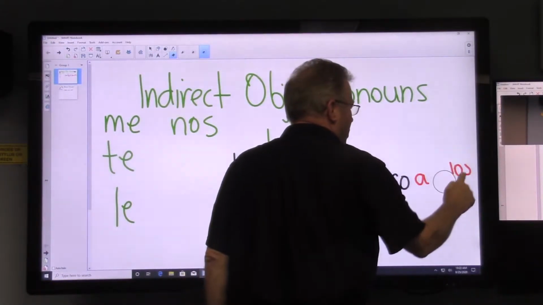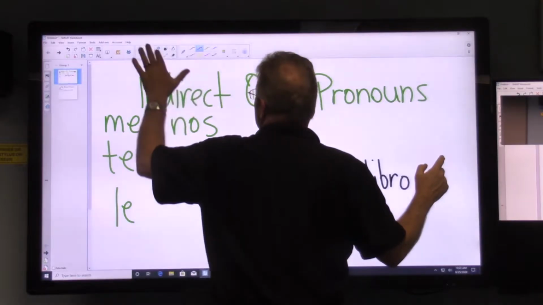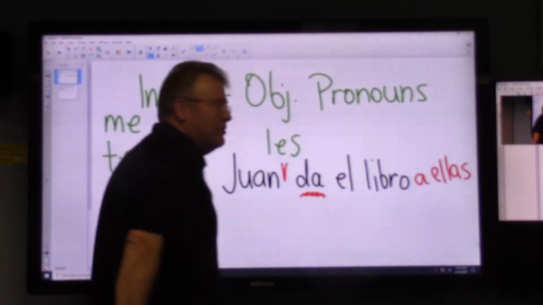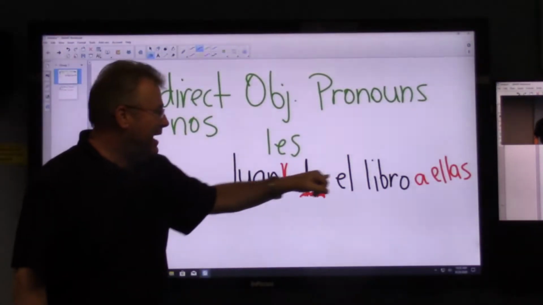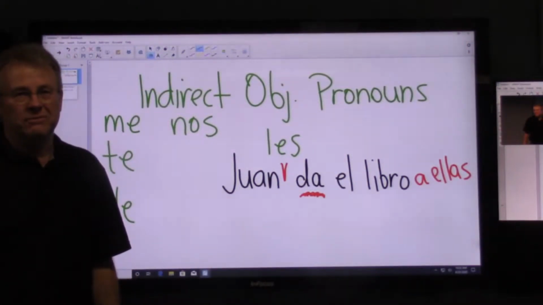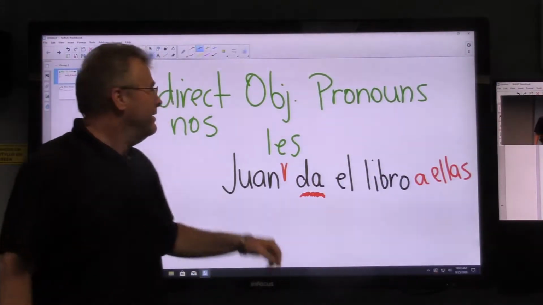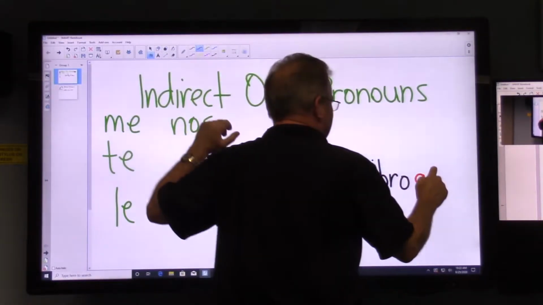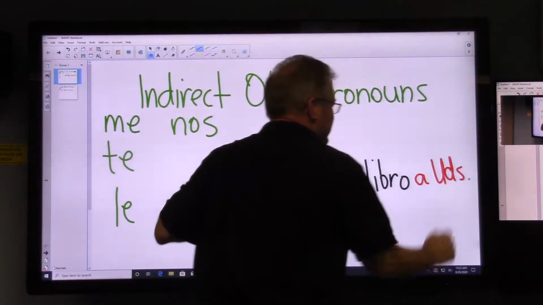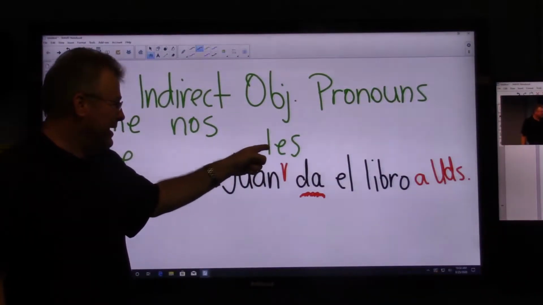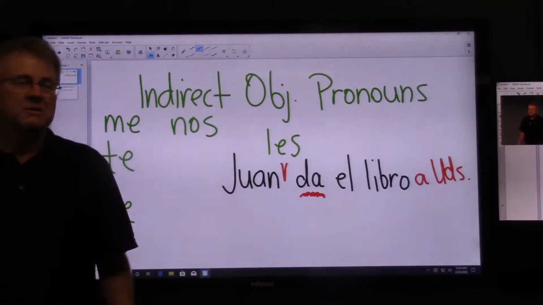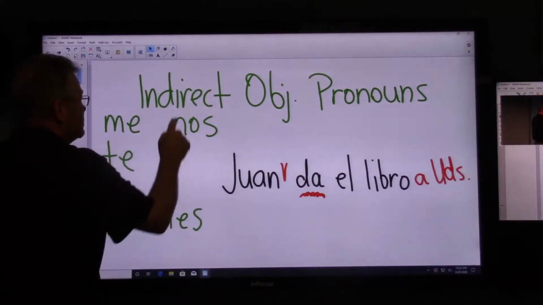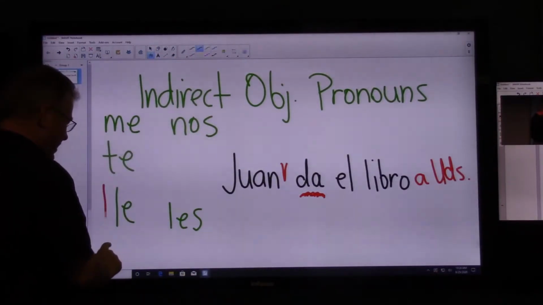Or if I were to say Juan les da el libro a ellas. Now who does he give the book to? To them, feminine, right? Or what if I wanted to say, Juan les da el libro a ustedes. Now who does he give the book to? The les represents ustedes, you all, you see? So in the case of le and les, we might need to clarify, okay, who they are.